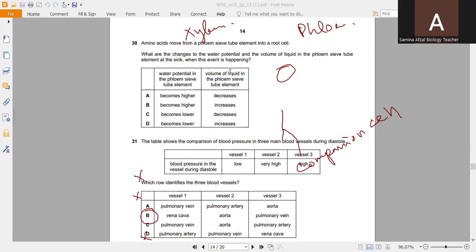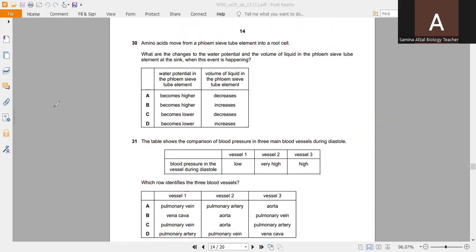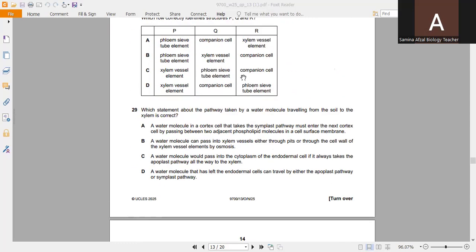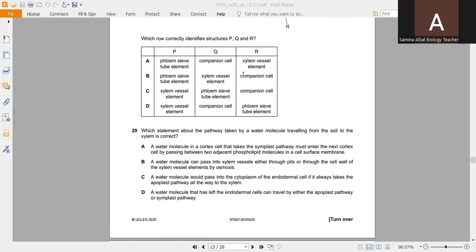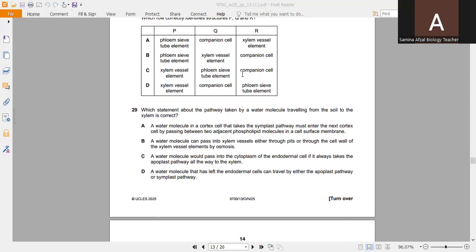Question number 30 is: amino acids move from a phloem sieve tube element into a root cell. We forgot to do question number 29. I'm going with question number 29 first, then we will solve question number 30.